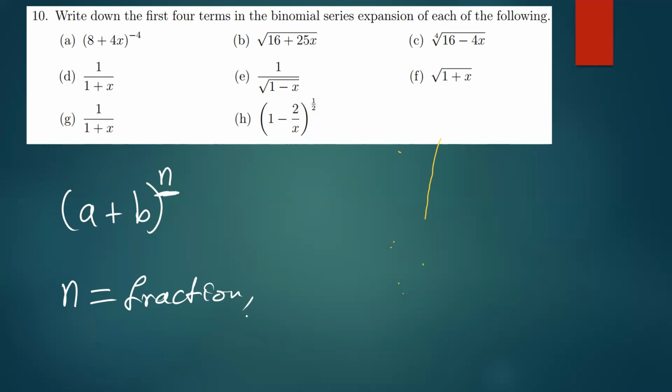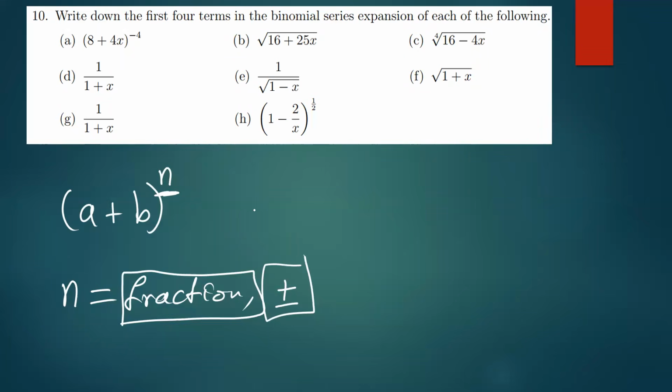Okay, so n can be a fraction. Then apart from that, n can also be positive or negative. I was saying the normal binomial theorem, the one that we know as n choose r, a to the n minus r, b to the r.